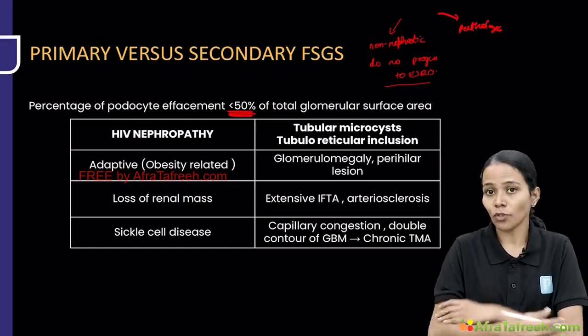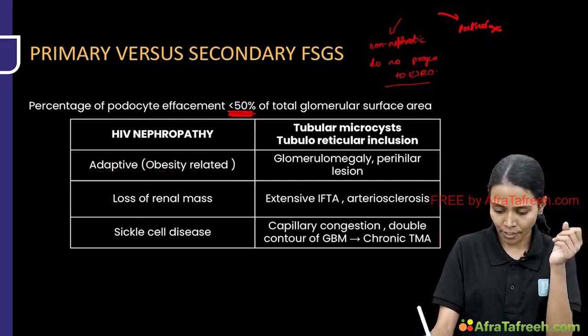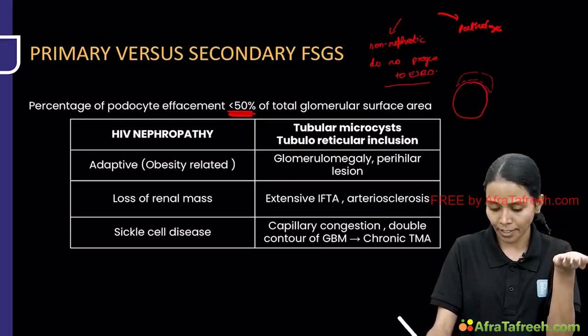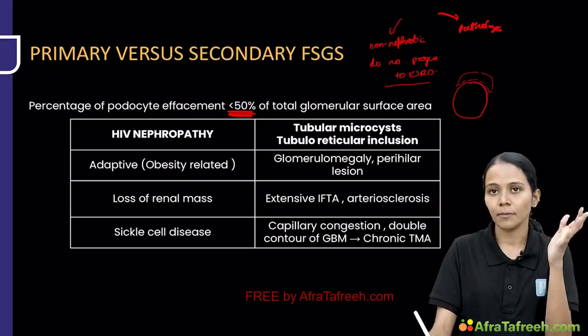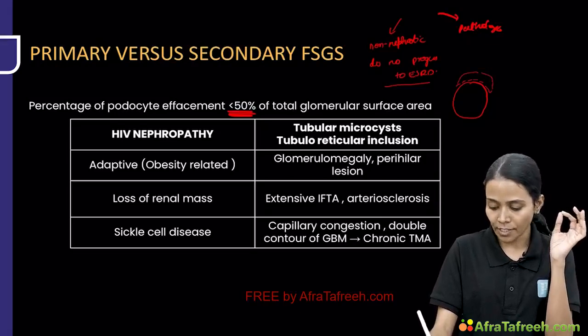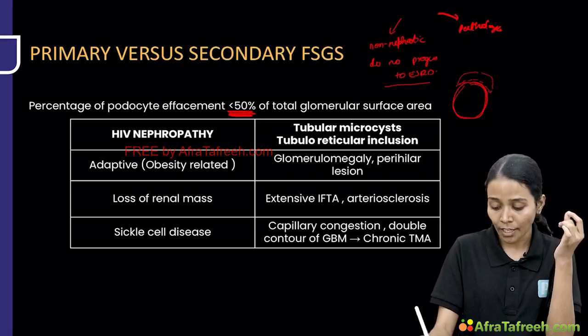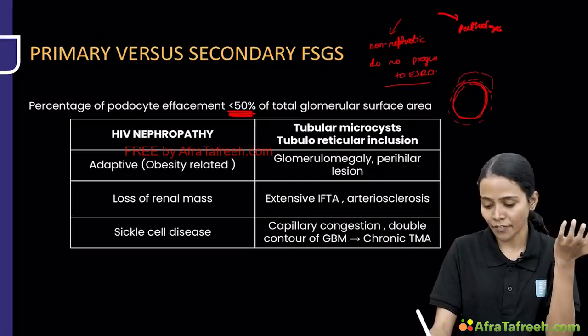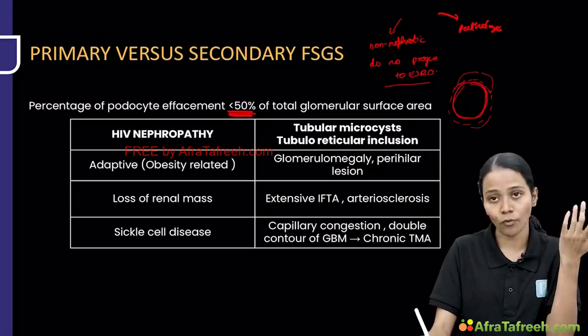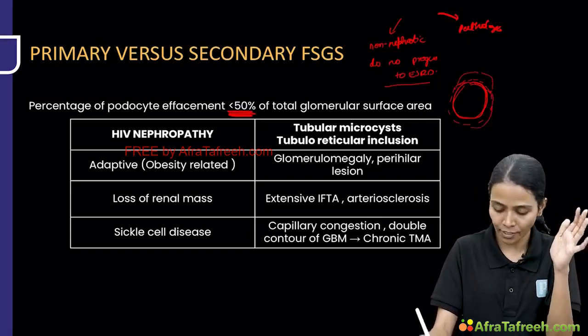Whereas in primary, out of the total glomerular surface area, if this is one glomerulus, only less than 50% gets effaced in secondary. But repeat: if this is the glomerular surface area, only less than 50% gets effaced in secondary. However, in primary, there can be more than 50% effacement. That is 80 to 100% of the surface area also can get effaced.